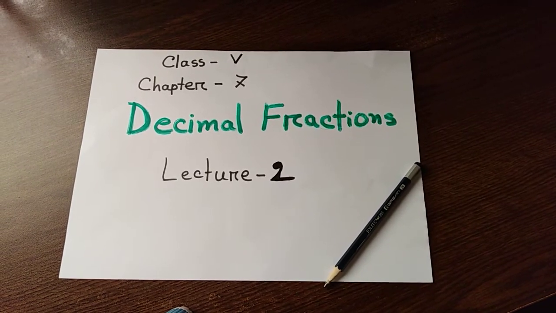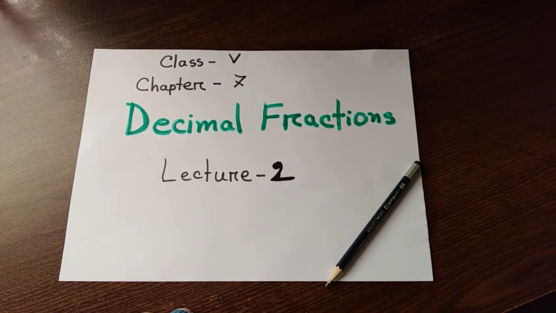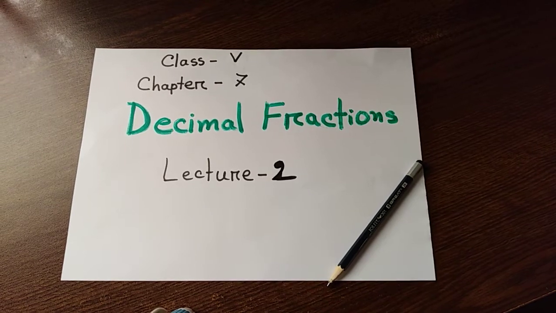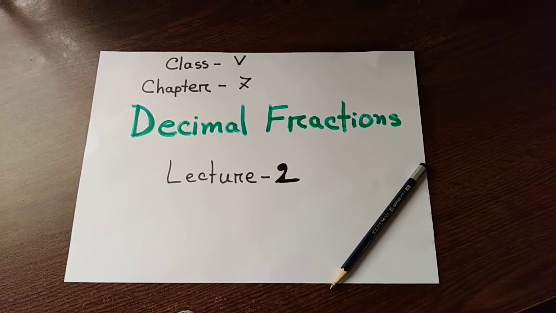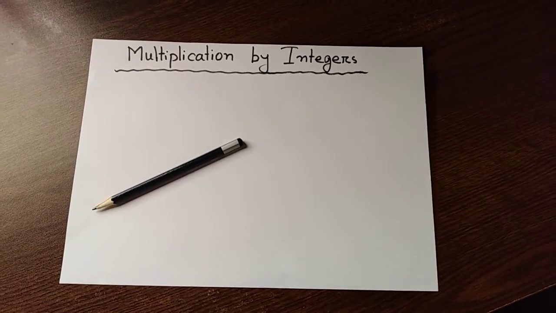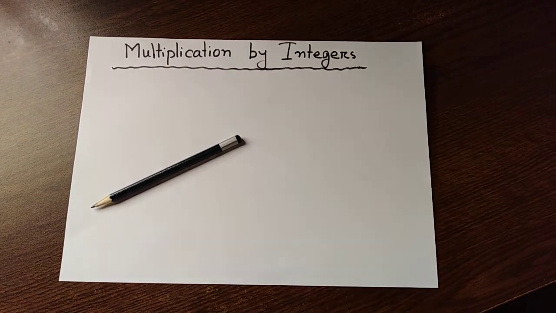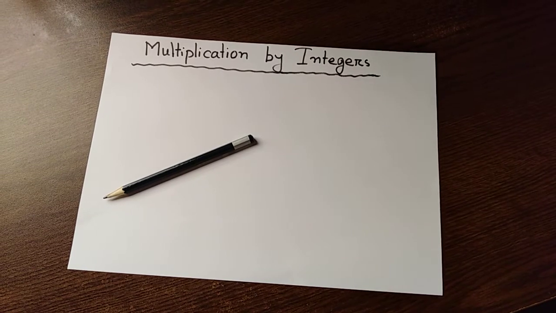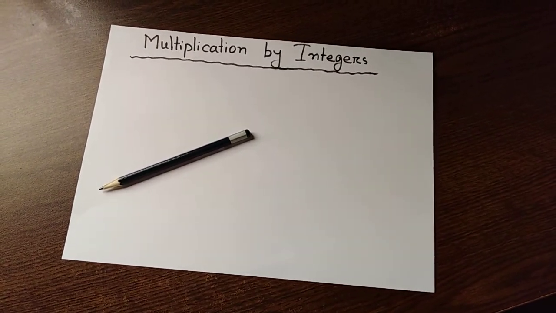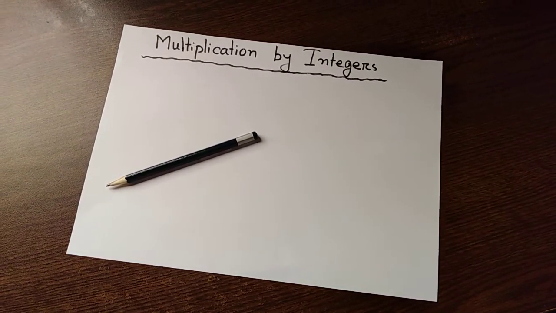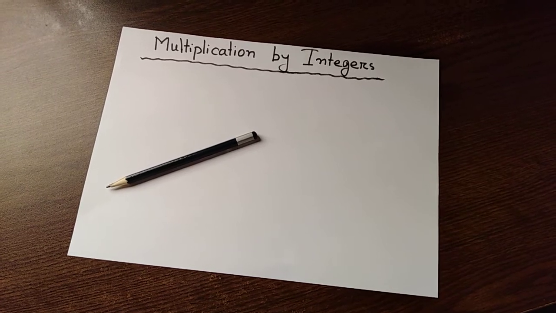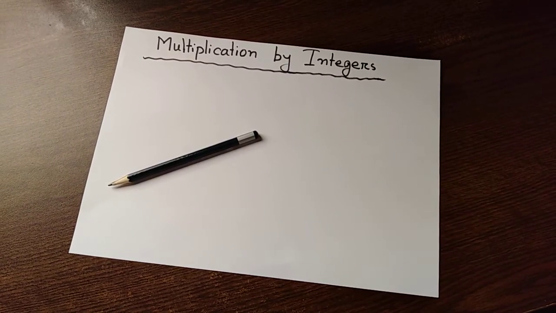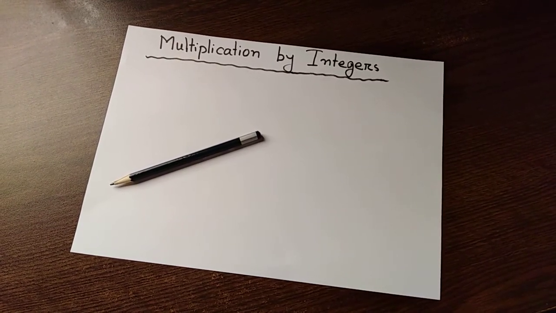Here is the second lecture of chapter 7, Decimal Fractions. Our today's topic is multiplication by integer. I am going to talk about how to multiply a decimal number by integer. Let me show you a multiplication.